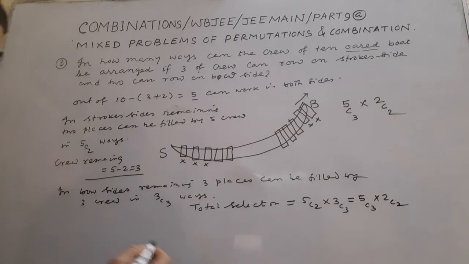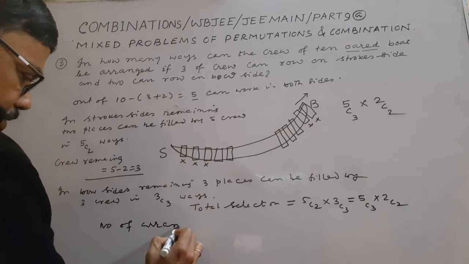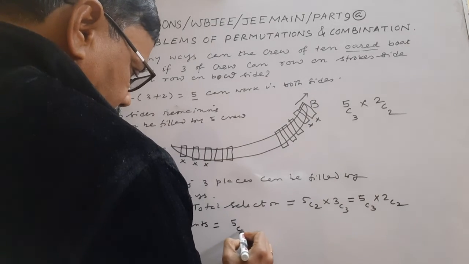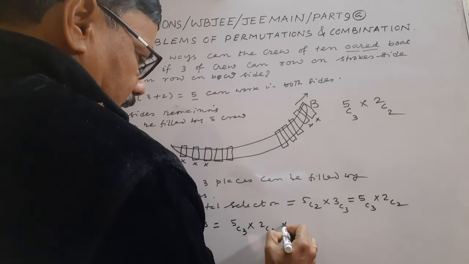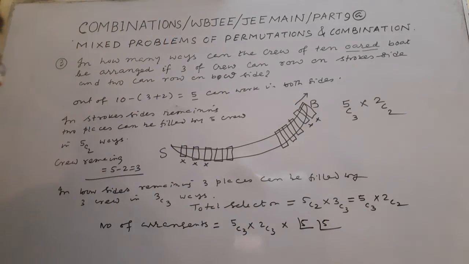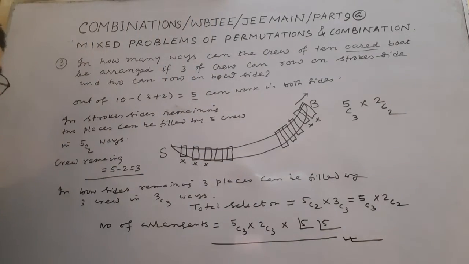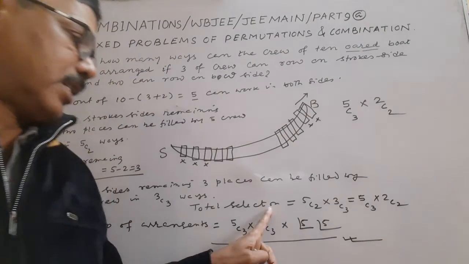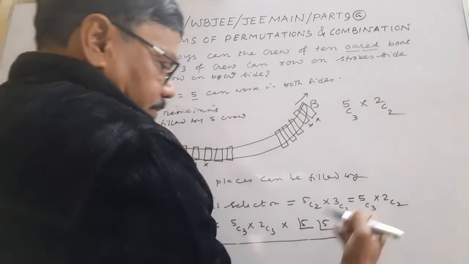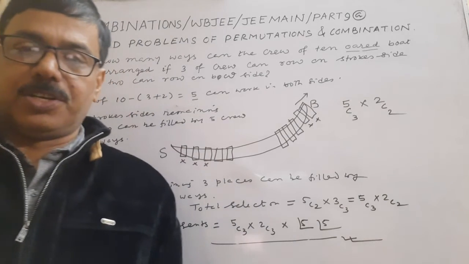Now, number of arrangements equals total selection into arrangements inside A, arrangements inside B. So this is total number of possible arrangements. So number of selection, then arrangements. This is also most important problem for competition.